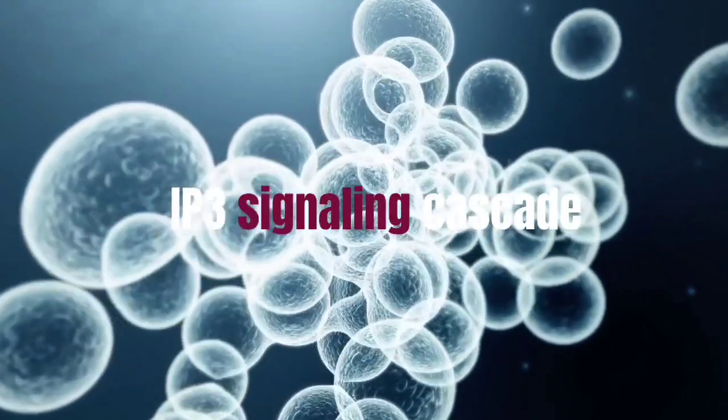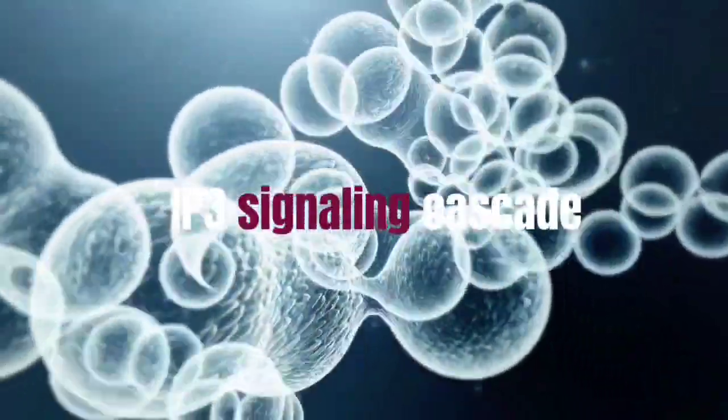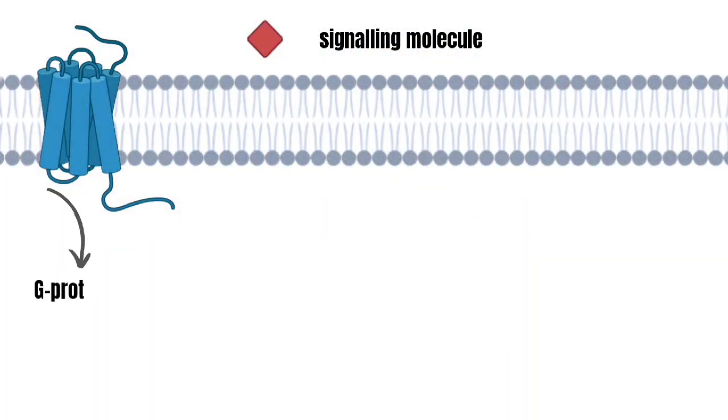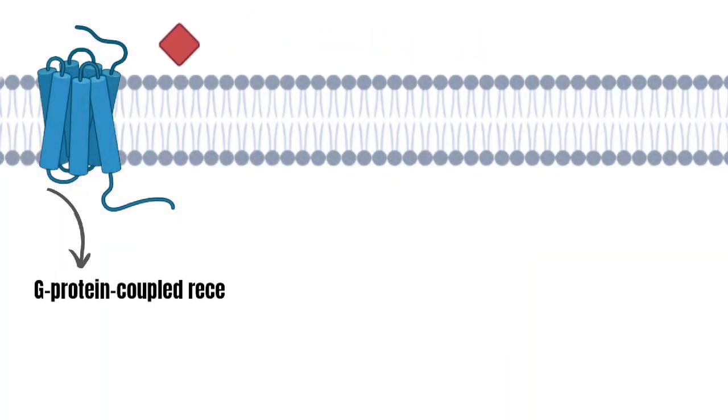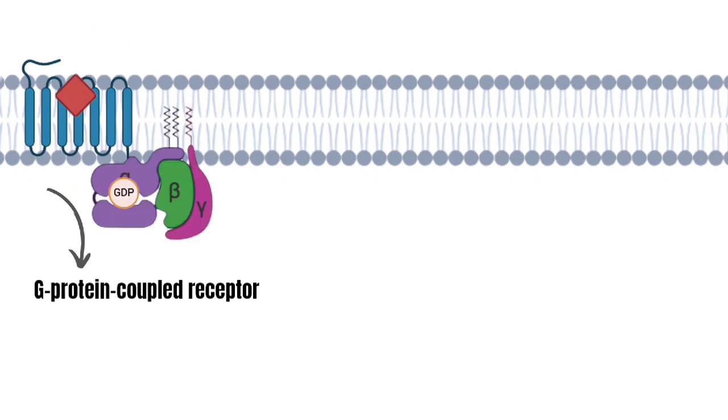Cells communicate using various signaling pathways, and one key pathway is the IP3 signaling cascade. A signaling molecule, such as a hormone or neurotransmitter, binds to a GPCR on the cell membrane. This binding causes the GPCR to change shape, activating it. This activated GPCR then interacts with a G protein.